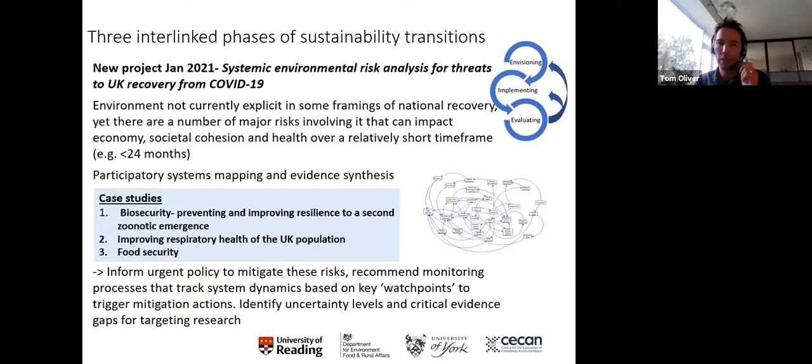So this project aims to highlight some of those dependencies upon the environment, whether it's with regard to preventing a second zoonotic emergence, which is patently possible, improving the links between air quality and respiratory health and COVID mortality, and also food security. So this project is about trying to analyze those systemic risks, understand what the data are, where the watch points are that we need to monitor in the system, and if not develop proactive mitigation policy, at least be able to understand how the system is changing, so we can put in place timely measures to prevent those risks from materializing. That will be a 12-month project starting in January.